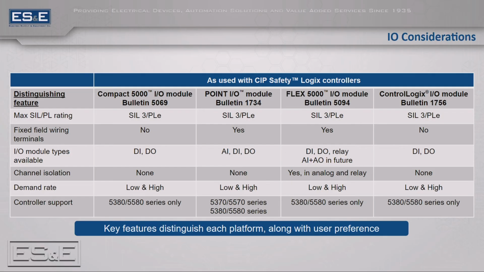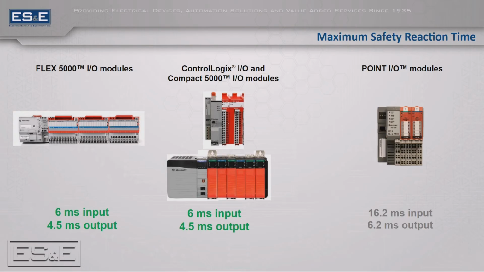So when we're talking about the newer platforms, that is going to be the Flex 5000, the 5069, and the 1756. All of those input modules have the ability to run at a 6 millisecond scan rate, and the outputs run at a 4.5 millisecond scan rate. In comparison, the older Point I/O and Armor Block modules run at a 16.2 millisecond input rate. So when you're trying to get that enhanced speed or diagnostic coverage, the newer platforms are just more reliable and faster, so you can get to that better platform.